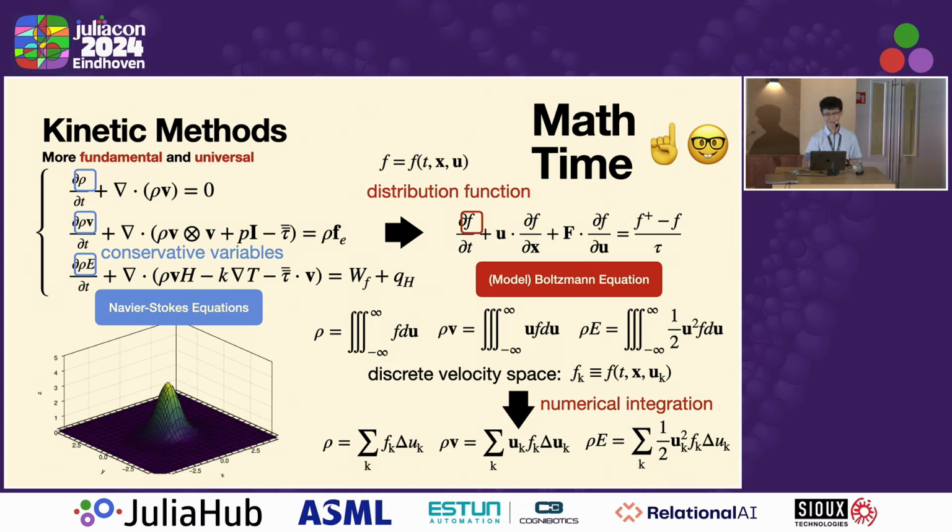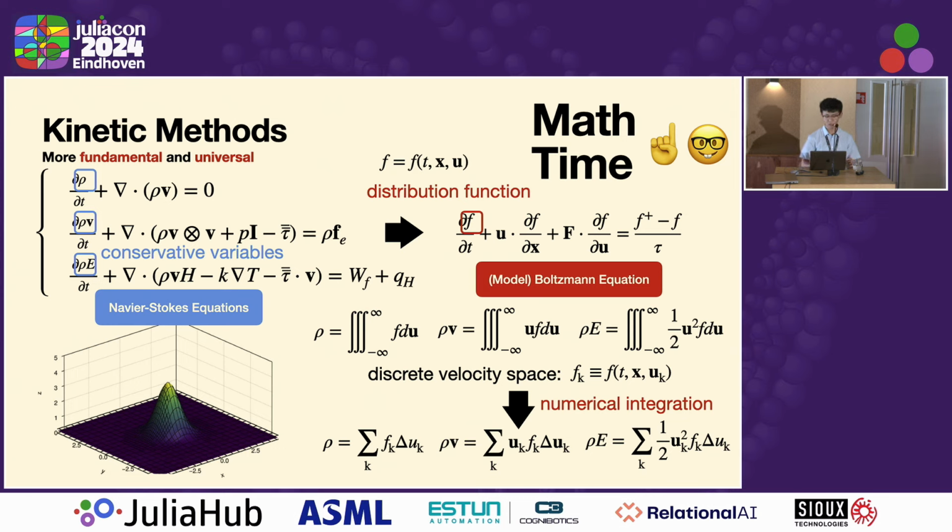And firstly, math time. Let's keep it light, and I won't go too deep. I'll just give a simple overview of the theory so everyone can better understand what we are doing and why. You may already be familiar with traditional CFD solvers solving the conservation variables of the Navier-Stokes equations. In contrast, kinetic methods solve the distribution function in Boltzmann equation, usually in its model equation.